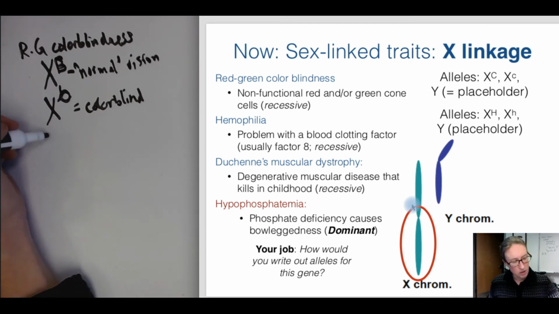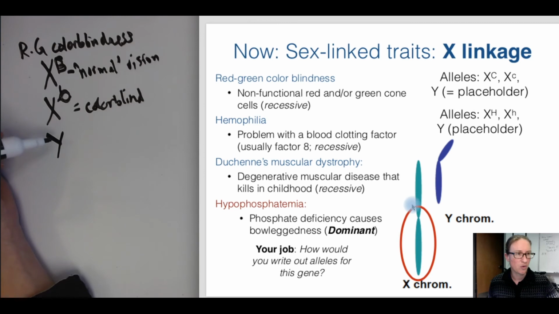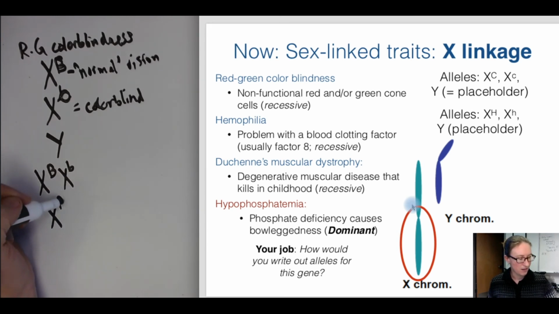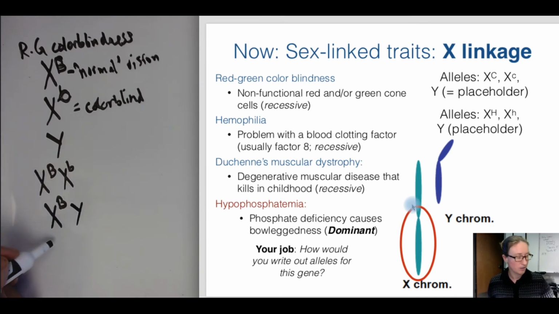And then it's usually useful to also think about Y as being an allele, just as a placeholder, so that you remember to track what's going on with males. So for example, a heterozygous female might be X big B, X little b. A normal vision male would be X big B, Y. A colorblind male would be X little b, Y. Okay? And the same concept applies to these other characteristics in general.